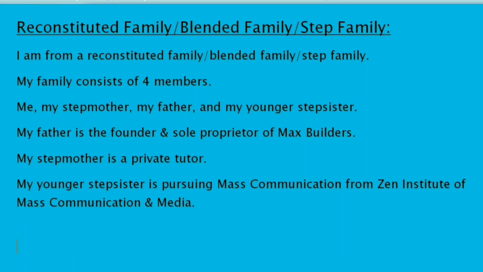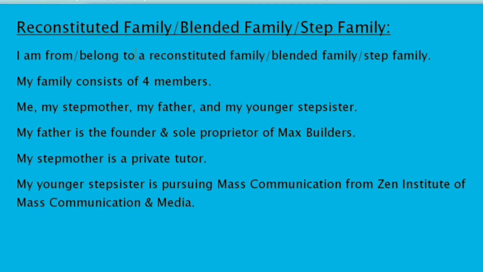So that's the way you should describe a reconstituted family or a blended family or a step family. Another important thing is that if you want to directly say that you belong to a reconstituted family or a blended family or a step family, you can directly say that using the phrase belong to. In that case, you just omit I am from. You directly say I belong to a reconstituted family or a blended family or a step family, and you omit I am from. So both are correct.